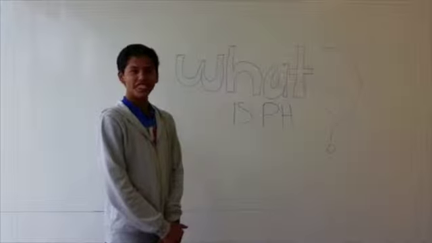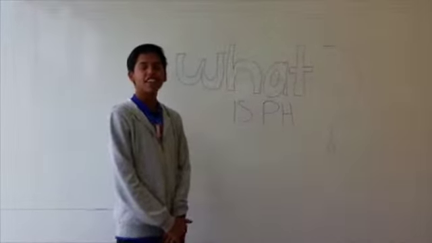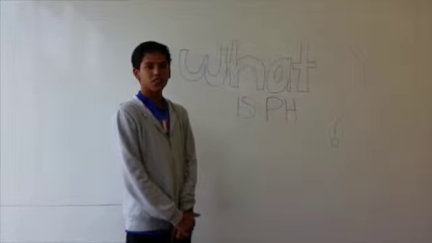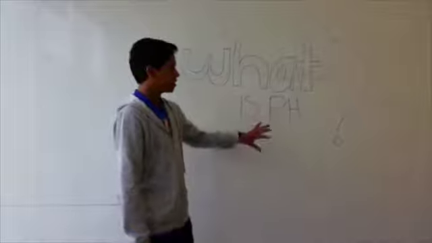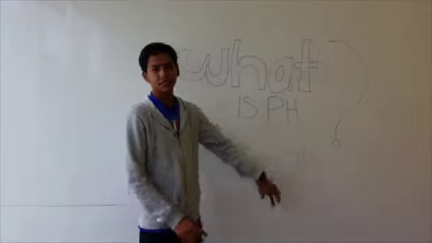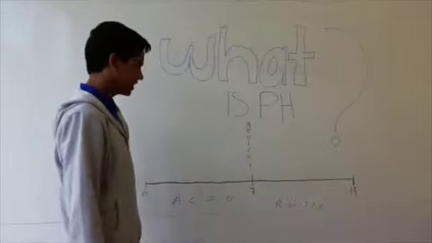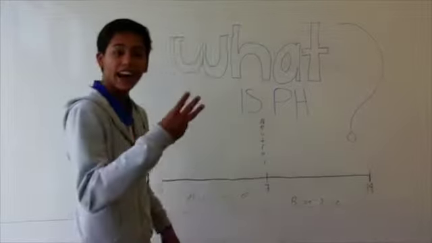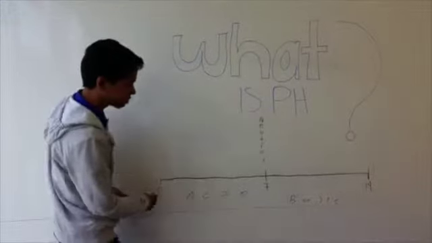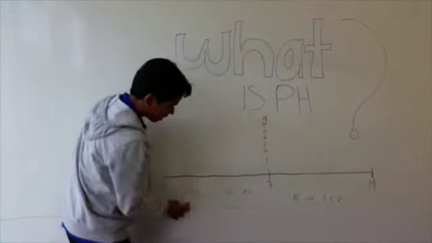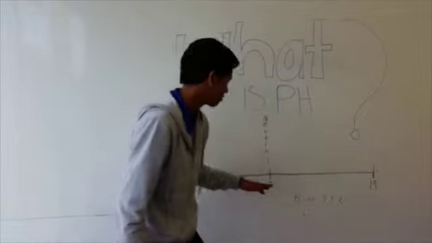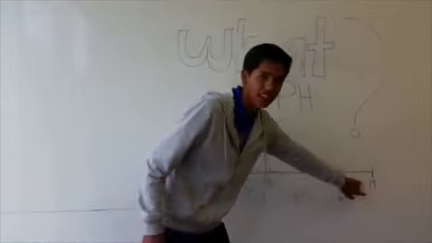The pH is a measure that indicates the acidity of a solution. It has a scale that goes from 0 to 14. This is the pH scale, and it has 3 divisions: from 0 to 6 is acid, 7 is neutral, and the basic range goes from 8 to 14.